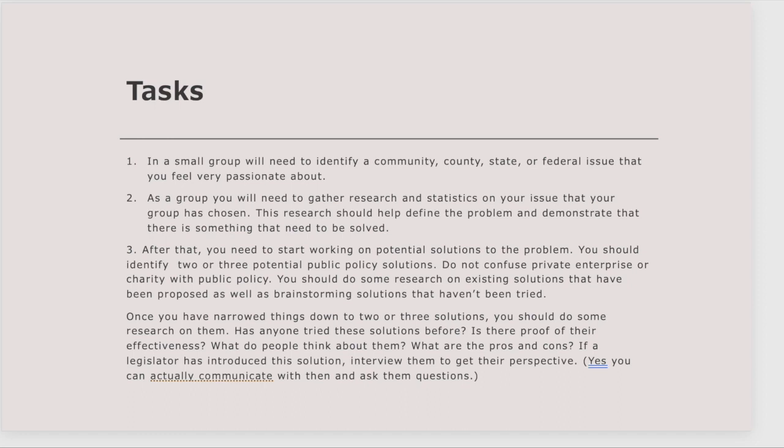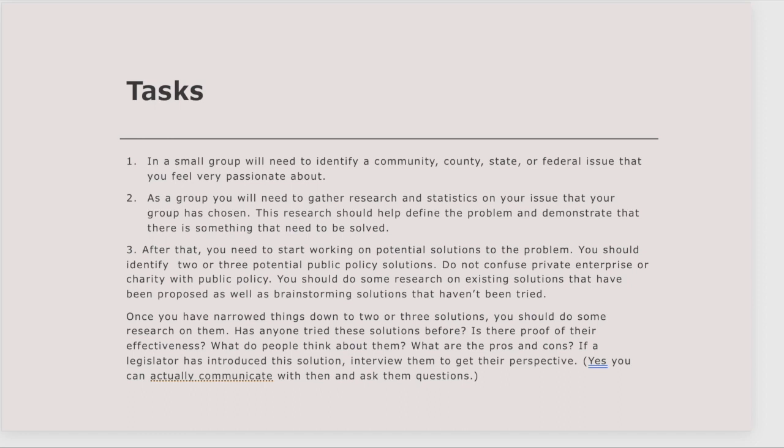Has a legislator introduced this solution? Is it something that's currently going through the process? It hasn't yet made it all the way through, but it's started. If there is someone in your community, or a legislator at the state or federal level, that has started to introduce a solution, maybe you can try to interview them and get their perspective on it. Or maybe it's something they have talked about, one of their campaign promises, that they were going to fix this problem at the community, state, or federal level, and then you can go and talk to them.